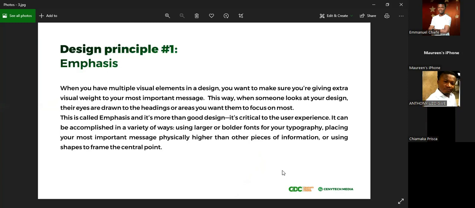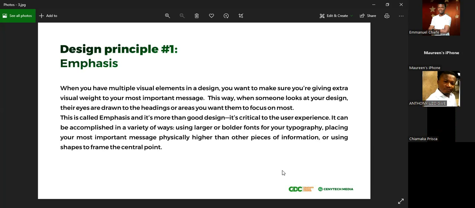So the first one is emphasis. When you have multiple visual elements in the design, you want to make sure you are giving extra weight to your most important message. This way, when someone looks at your design, their eyes are drawn to the headings or area you want them to focus on most. This is called emphasis and is more than good design. It's critical to the user experience.